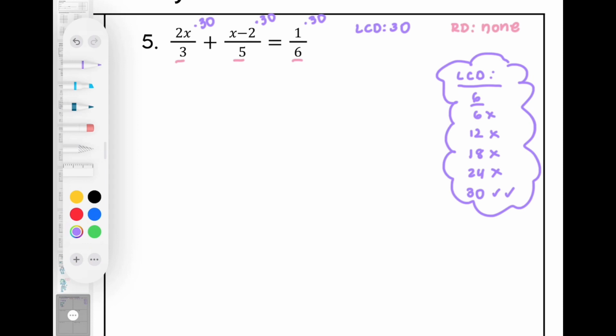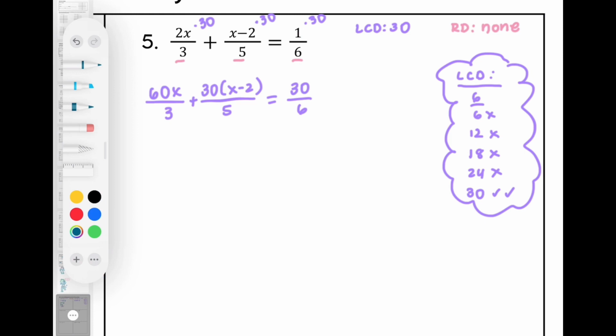So we have 2 times 30, which is 60x over 3, plus we have 30 times x minus 2 over 5. Save yourself a little work and don't distribute this 30 in until we can cancel anything out. And then 1 times 30 is 30 over 6. All right, let's see what cancels.